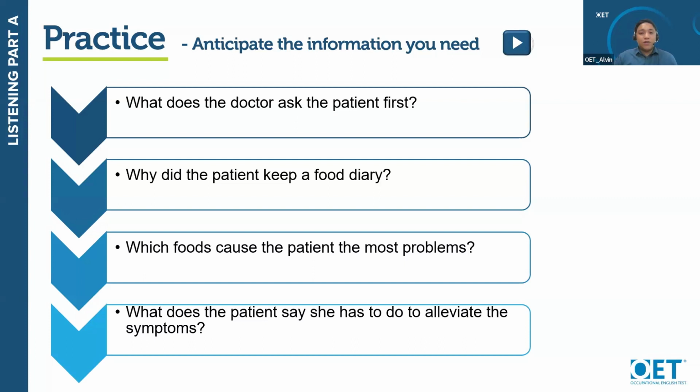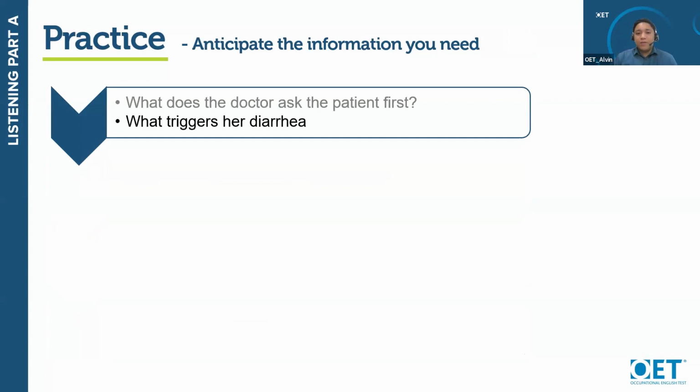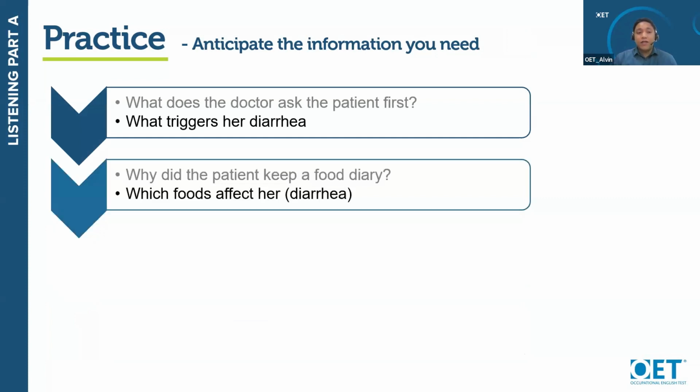Okay, time's up. So as you can see here, let me show you the answers. Before we go there, it's important that you try to highlight the important information that you might anticipate. In the conversation between the healthcare professional and the patient, number one, what does the doctor ask the patient first? The answer there is what triggers the patient's diarrhea. There are some clue words you heard earlier, for example, more information, bowels, triggers, diarrhea. So the doctor seeks more information about the patient's bowel issues.